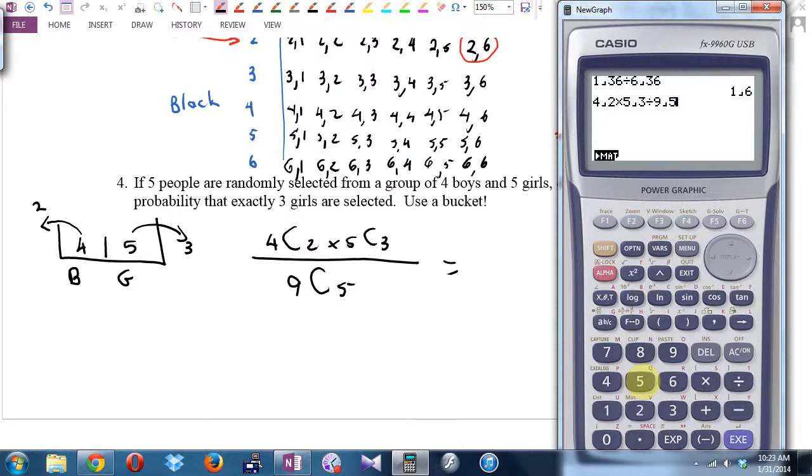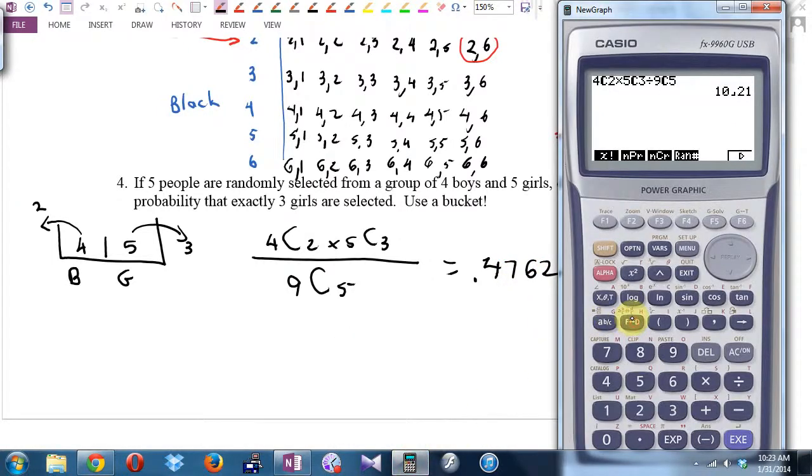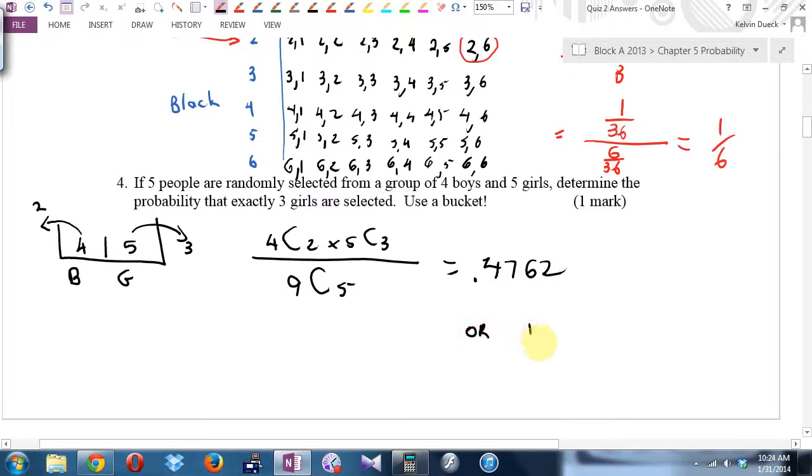Oh, good gosh. I'm using my fraction button like an idiot. Thank you. Let's try that again. 4 choose 2 and 5 choose 3 over 9 choose 5. And I get 0.4762. Will it give it to me as a fraction? I don't know. Or 10 over 21. Okay.